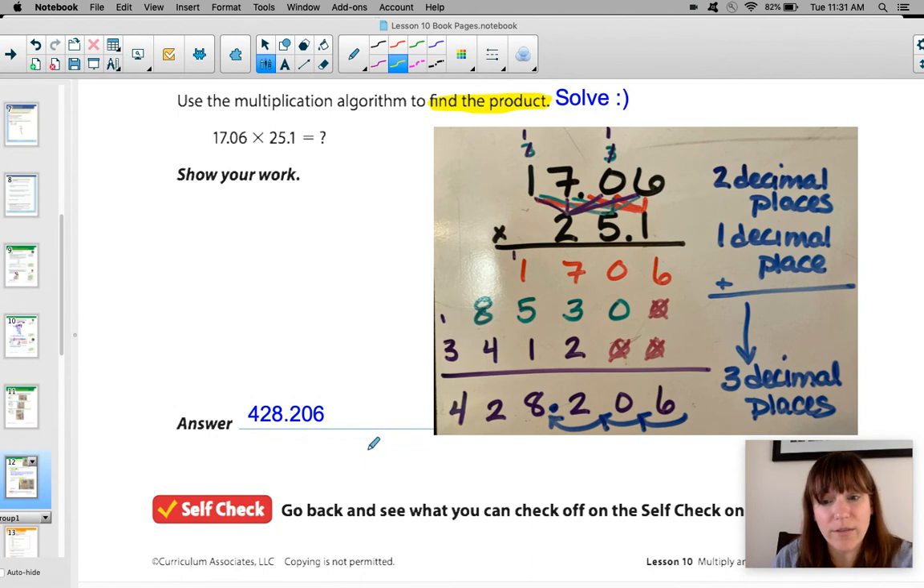So hopefully that helped clarify any of your practice that you did if you're learning at home and you don't have a substitute to help you out. And I hope that you can feel prepared for your quiz in iReady tomorrow.